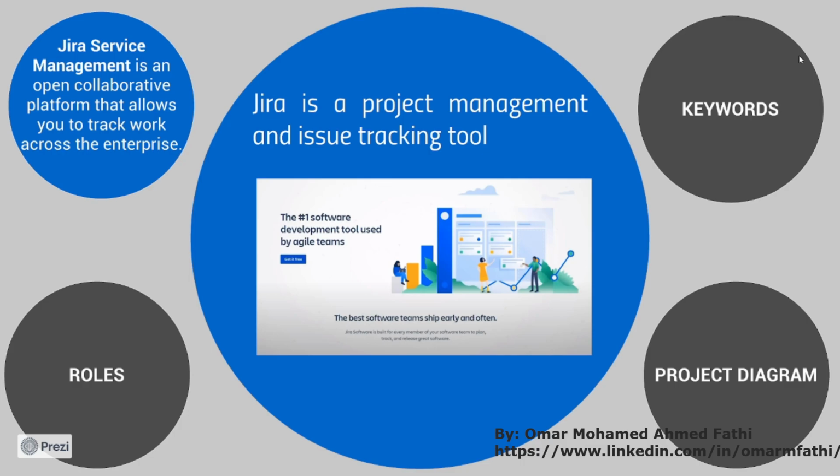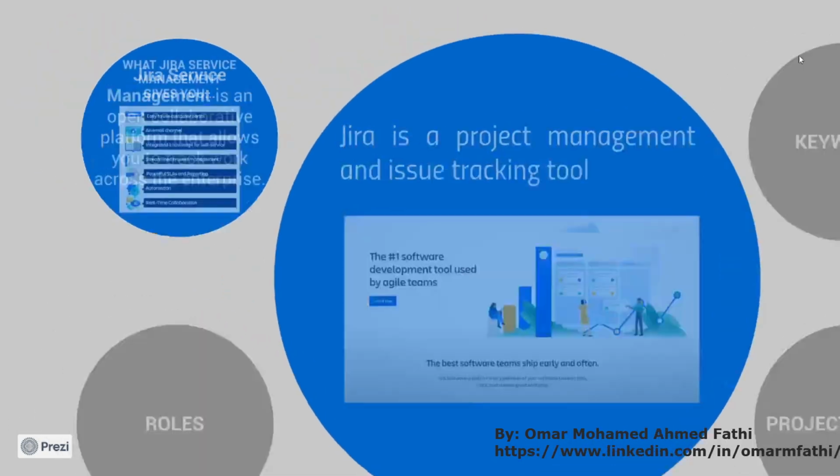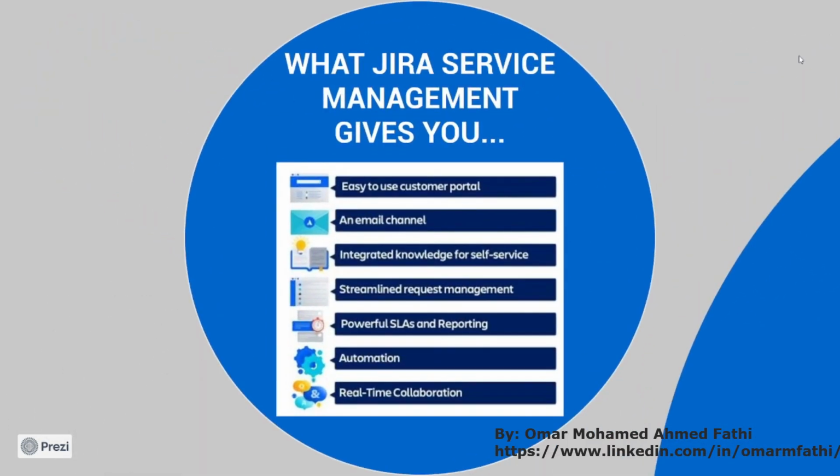Jira is the first software development tool used by agile teams. Jira Service Management is an open collaborative platform that allows you to track work across the enterprise. What does Jira Service Management give you? It gives you a mail channel to use, an easy to use customer portal, integrated knowledge for self-services, streamlined request management, powerful SLAs and reporting, automations, and real-time collaboration.